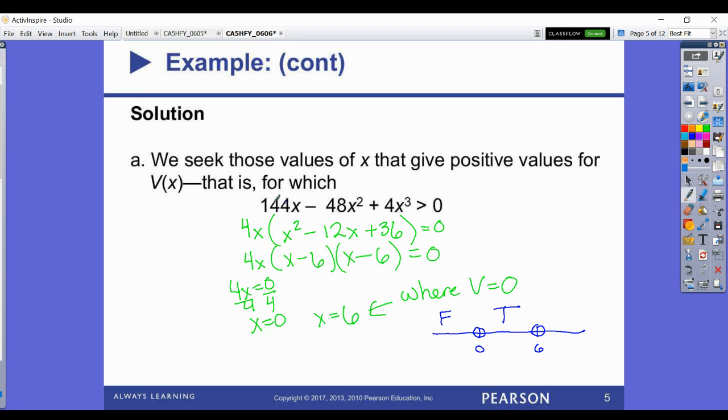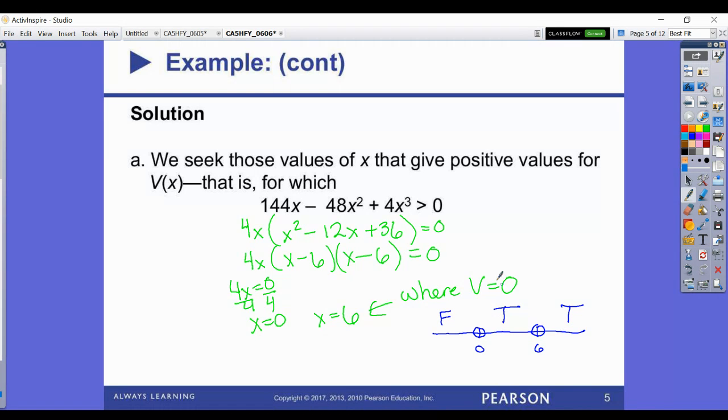What about bigger than 6? Pick a big number like 10 or something. 144 times 10 plus 48 times 100. Oh, that was a minus, sorry. I'm doing it in my calculator right now. Plus 4 times 1,000 is 640. So over here, this is definitely true as well. And my calculator is not letting me write that. So here we go. True. Okay.